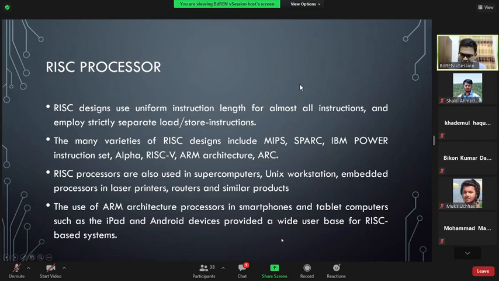That means generally, instead of the supercomputer and Unix system, instead of these two examples, the rest of the examples of this RISC processor are actually based on smaller devices where we need less power, where we need less energy. Because whenever you try to write a code in these types of processor, you need to write less number of code compared to the CISC processor. In the CISC processor, we need to write lengthy code.